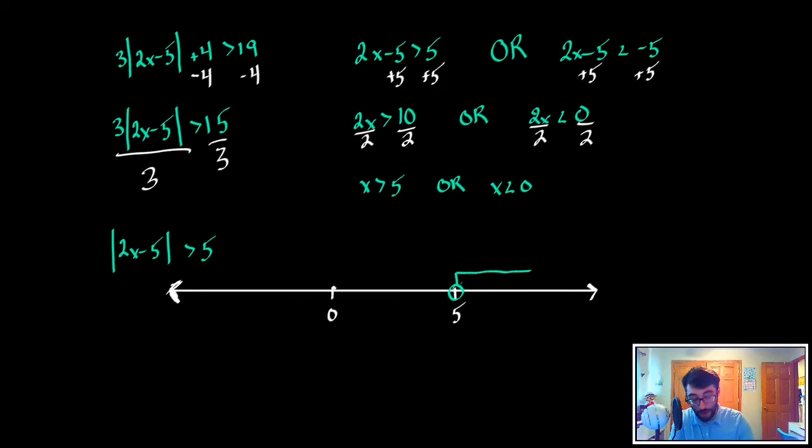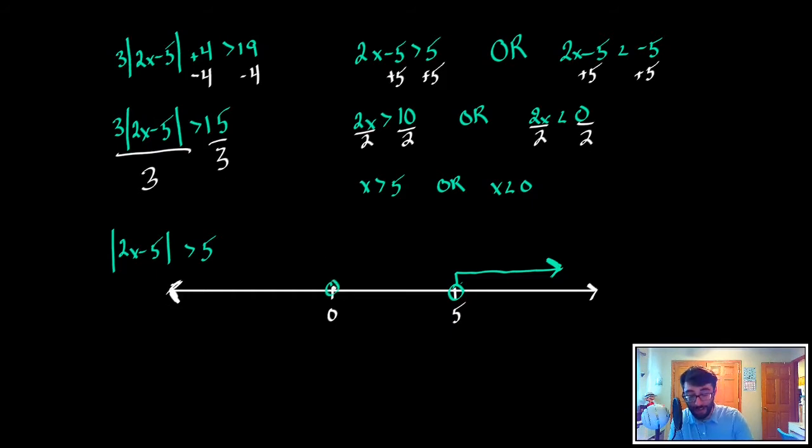So I'd be shading all of the numbers to the right of 5. So all these numbers to the right of 5 would be solutions, okay? Now that's only part of it, because x could also be less than 0. x greater than 5 or x less than 0.